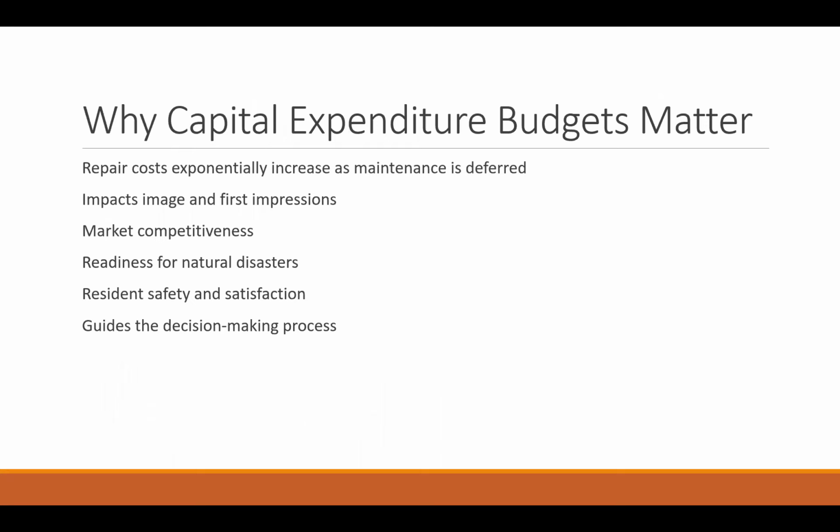Why capital expenditure budgets matter. You might have a repair cost that may need to be done. If it's not done, you'll have maintenance that's deferred, and this will impact your campus or facility image and first impressions. You also want to be competitive within your local market and be ready for any natural disasters or repairs that may be related to that. And you also want to keep the residents satisfied and safe.